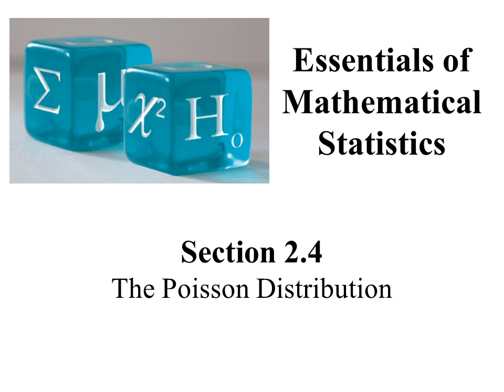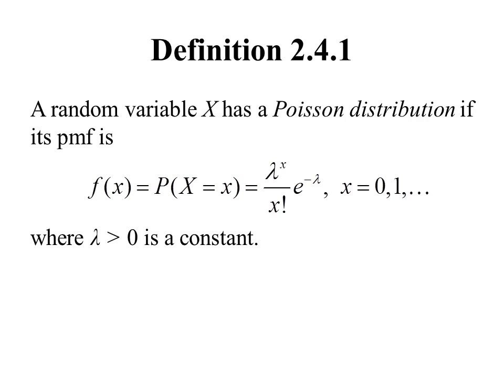Hello, this is the section 2.4 lesson. In this section we're going to introduce yet another type of distribution, one that we call the Poisson distribution. So first let's define the Poisson distribution.